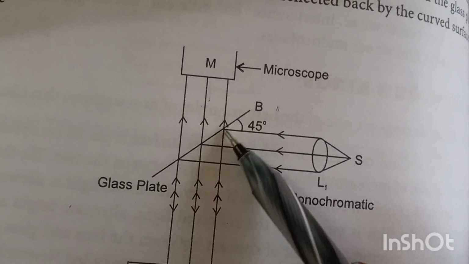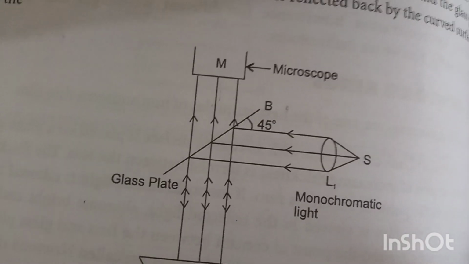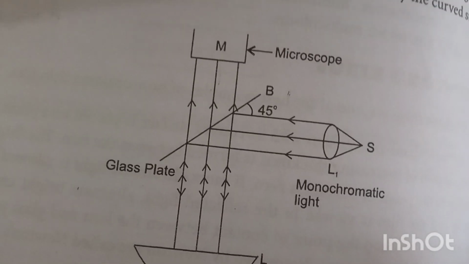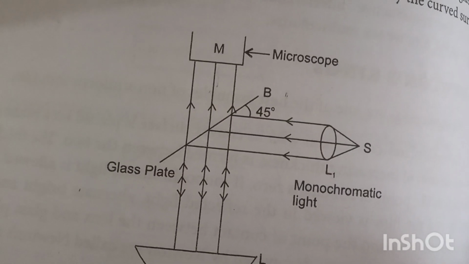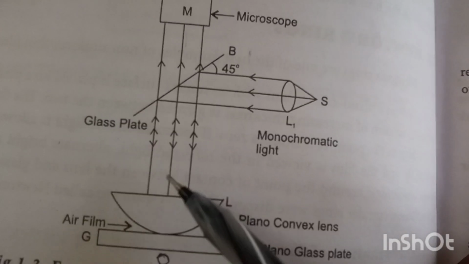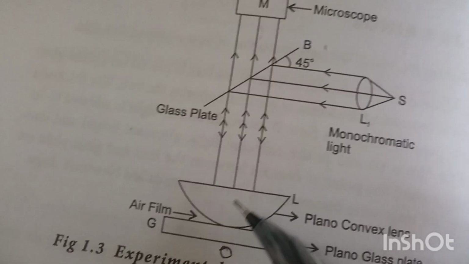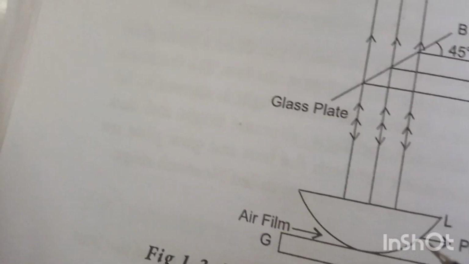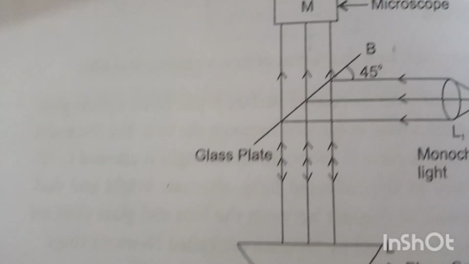The glass plate reflects normally a part of the incident light towards the air film, because air exists between the lens and the glass plate. So an air film is formed. The air film is enclosed by the lens and the glass plate. A part of the light is reflected by the curved surface of the lens and a part is transmitted, which is reflected back from the plane surface of the plate. These reflected rays interfere and give rise to an interference pattern in the form of circular rings.